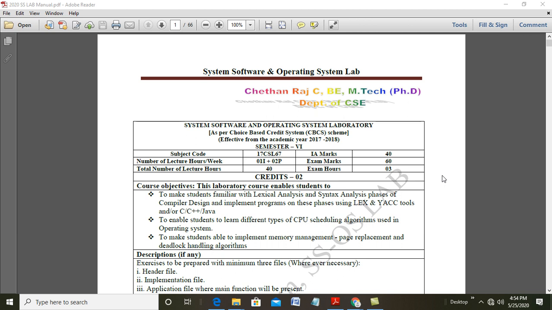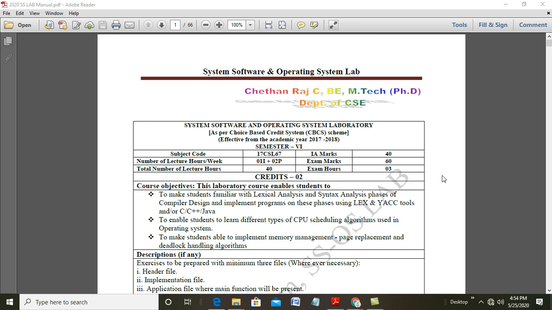It is mainly used to make students familiar with the lexical analysis and syntax analysis phases of the compiler. As we discussed in theory, there will be different phases, and the first two phases use important tools: the lexical phase uses a lex scanner, and the syntax phase uses a parser or yacc, and you can use C++ or Java programs to implement these two phases of your compilers.